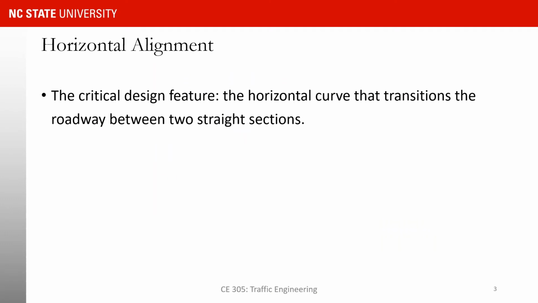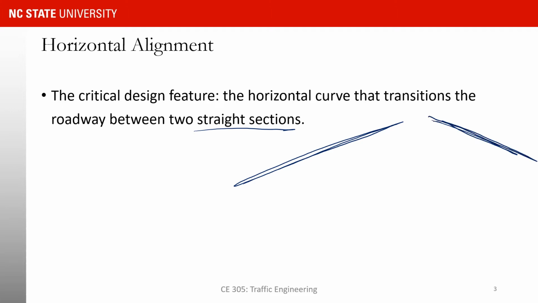So I want to talk about the critical design feature of horizontal curves. Really what they do is that they transition the roadway between two straight sections. What do we mean by that? Let's say your road is going this way, and then at some point the road is going to go this way.